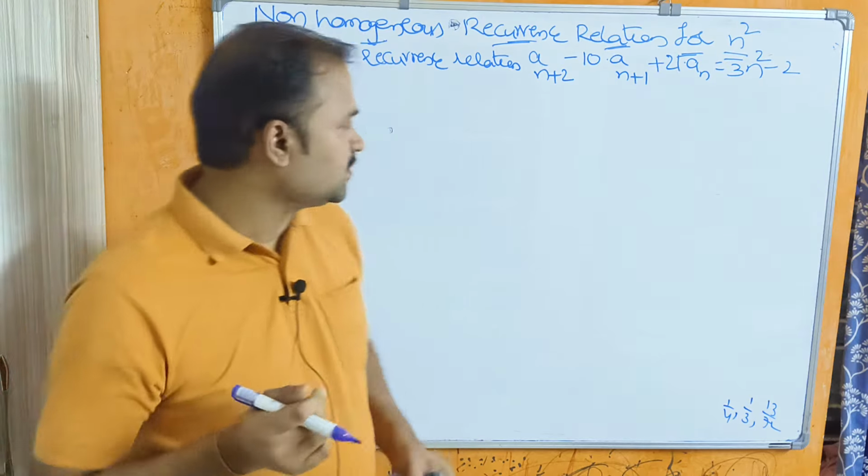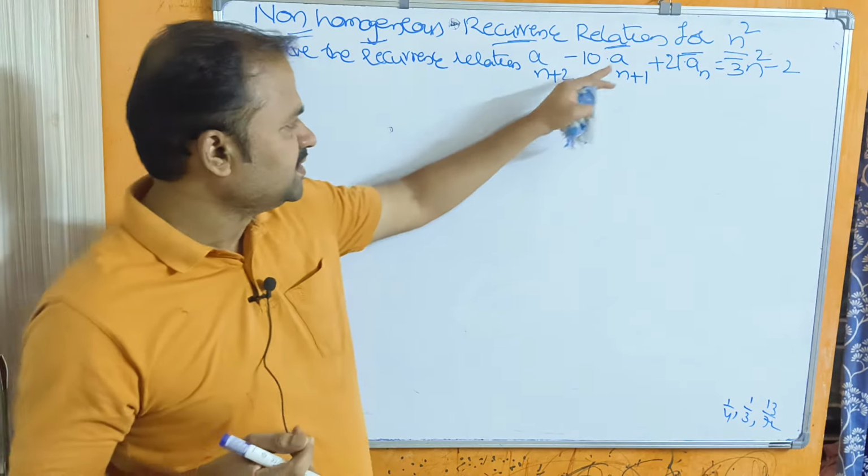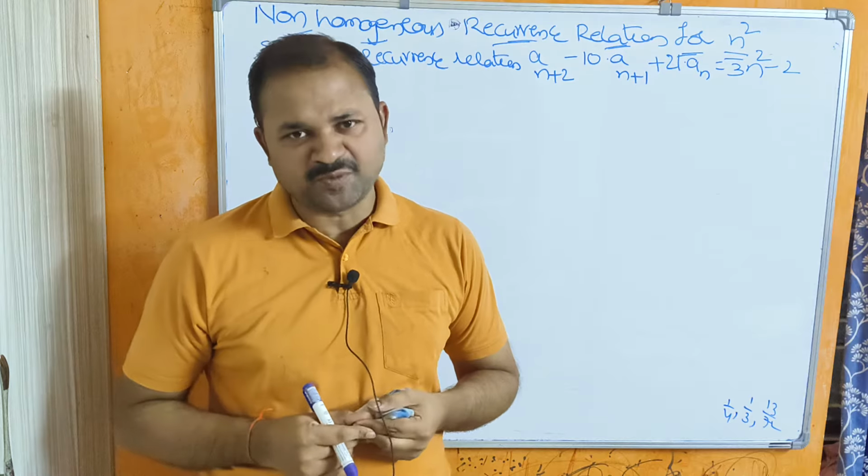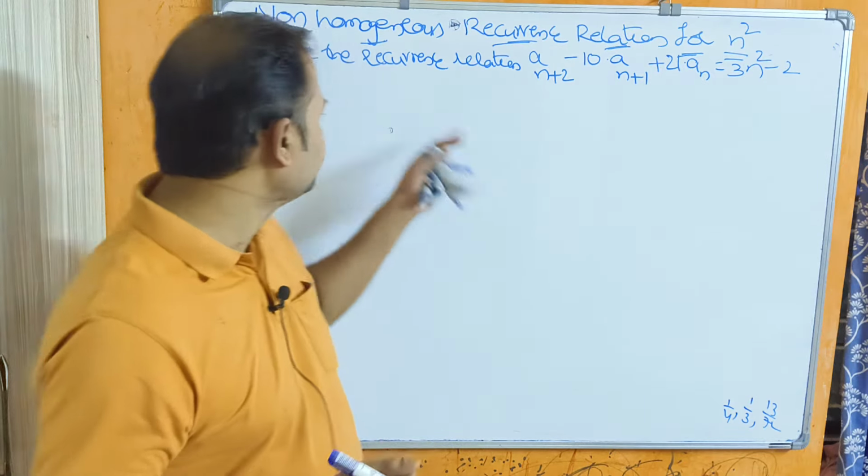Now let's see non-homogeneous recurrence relation for n square. Let us solve one example problem based on this one.